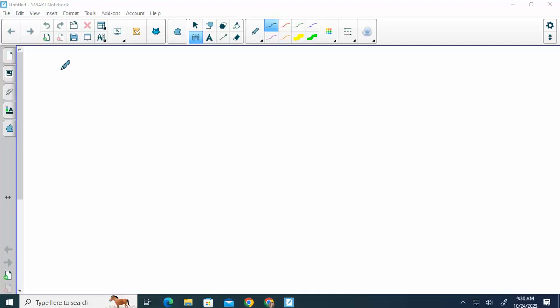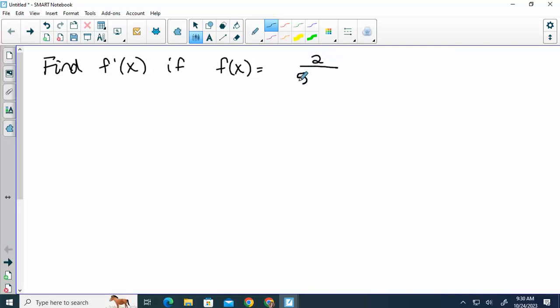So if I ask you to do derivatives, we should be getting pretty good at those right now. So if I said, find f prime of x if f of x is 2 over 5 minus x. So how do you find f prime of x?